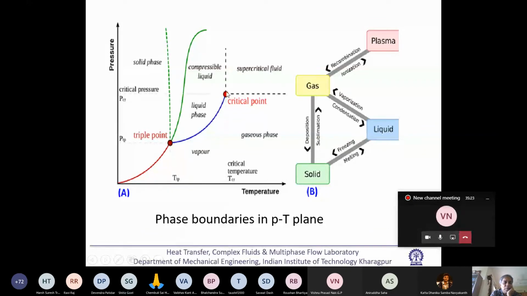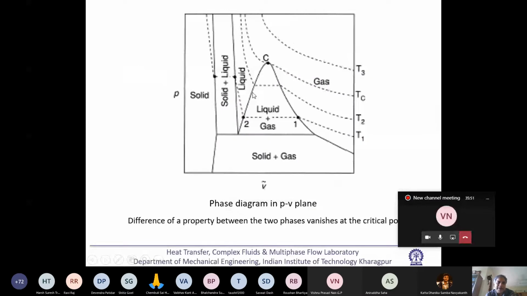At the critical point, what happens, there is no difference or demarcation between the liquid and the vapor phase. So neither can we call it a liquid nor can we call it a vapor phase. Okay, and so what we will call in this zone, we will call it a supercritical fluid. We will neither call it a liquid, nor a vapor.